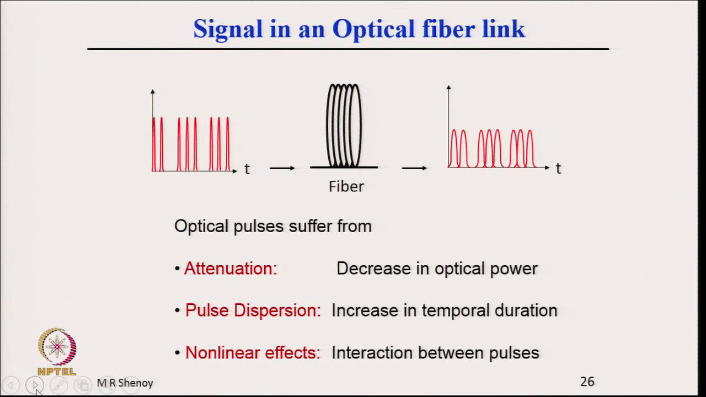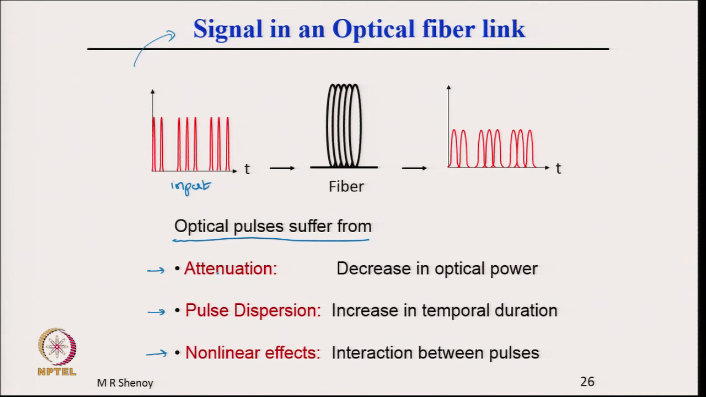All right. So, let me now discuss this last aspect of communication, which is the signal in an optical fiber link. I have already mentioned the input signal here. After traveling through the fiber, it gets attenuated, the amplitude decreases and the pulses start overlapping, and therefore, the optical pulses suffer from three problems: attenuation, pulse dispersion and nonlinear effects. The nonlinear effects in communication are beyond the scope of our discussion here, but I will try to bring out some nonlinear aspects in the next lecture. So, let us look at attenuation and pulse dispersion.